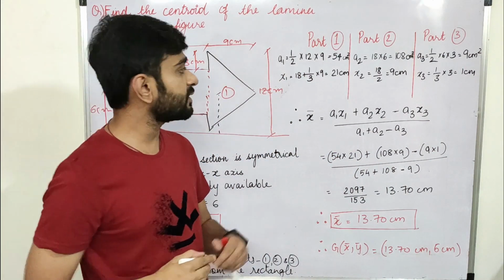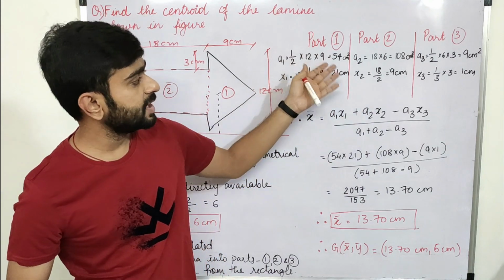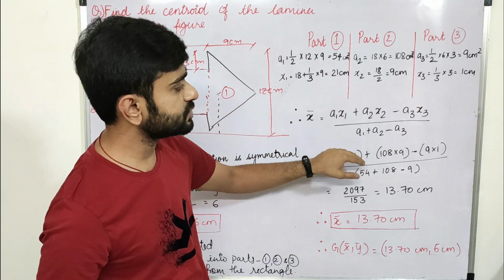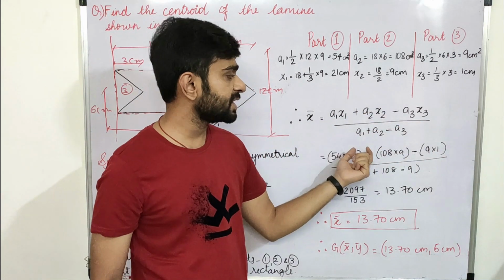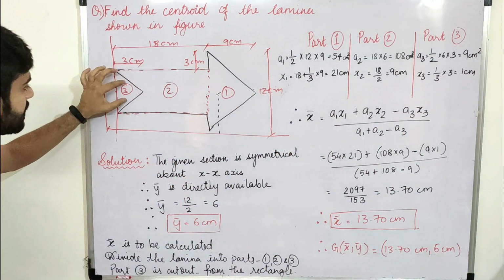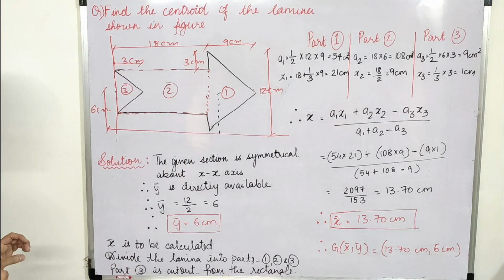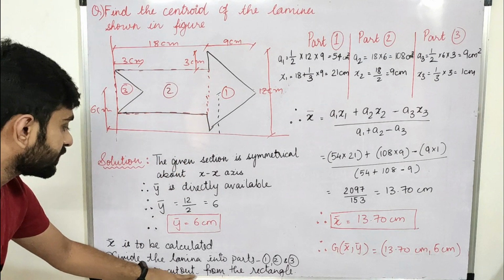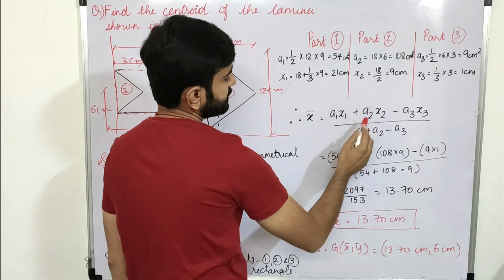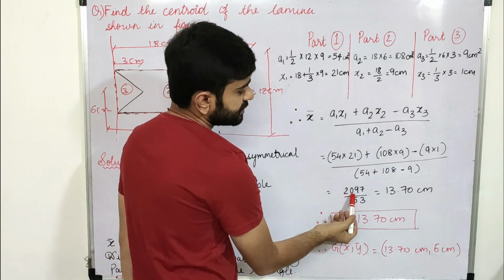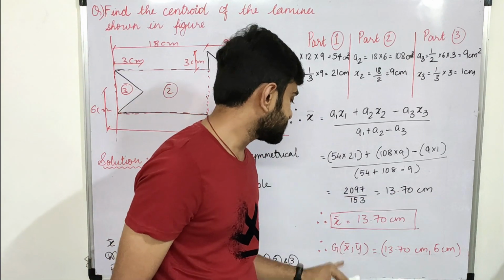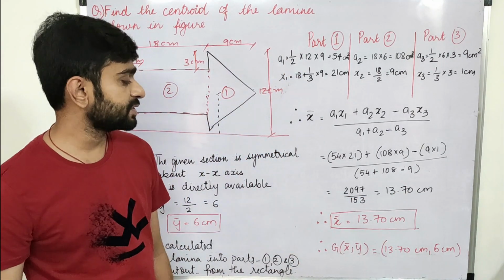Now we have the values of a1x1, a2x2 and a3x3. So we'll be putting them into this formula: a1x1 plus a2x2 minus a3x3 upon a1 plus a2 minus a3. Here we are putting the negative sign because we are removing this third portion from the entire rectangle. That is what I mentioned here: part 3 is cut out from the rectangle. Putting all these values in this formula, we'll have the value 2097 divided by 153, and our answer is 13.70. That is our x coordinate, or we would say x bar for the centroid.